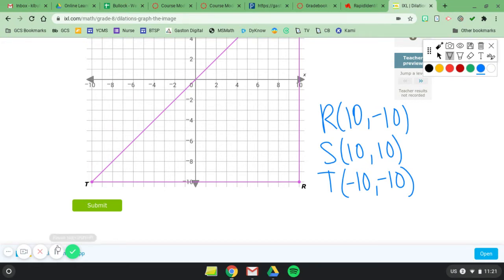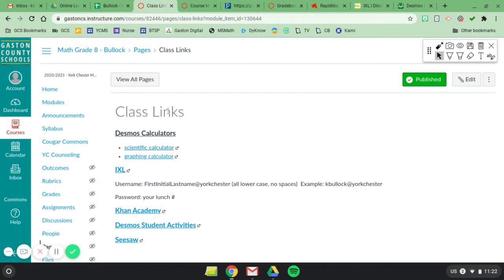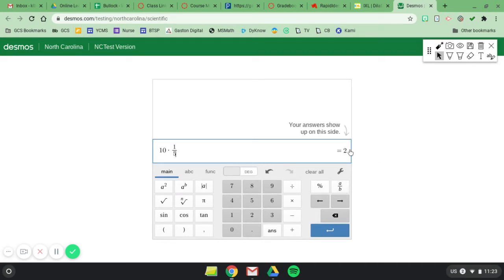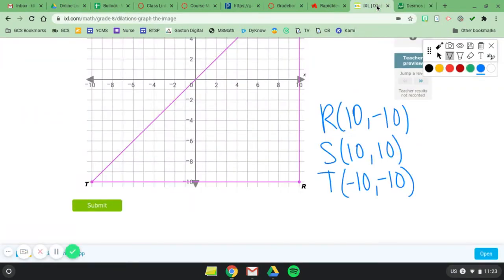So I am going to, with my scientific calculator, so remember in the class links page in class resources, you can go to scientific calculator, and that will give you your Desmos calculator that you can use on the end of grade test and any check-ins. So I'm going to do 10 times, because remember, scale factor is always dealing with multiplication. And now I'm going to put in my fraction 1/5. And that tells me that 2 is where these points are going to go.